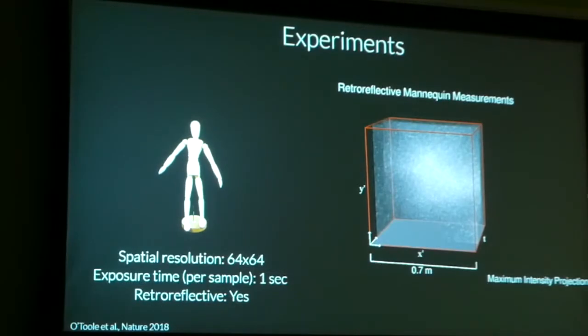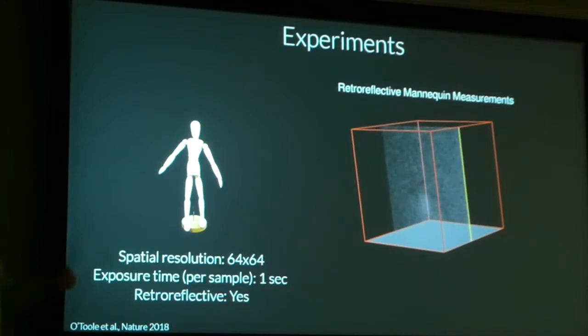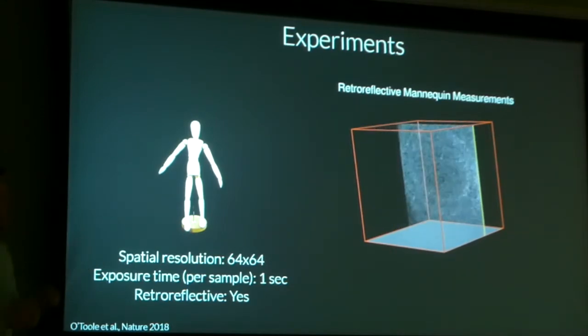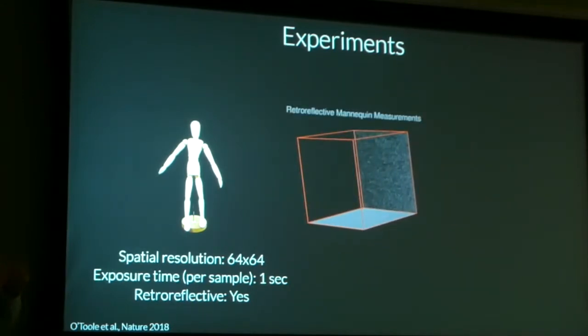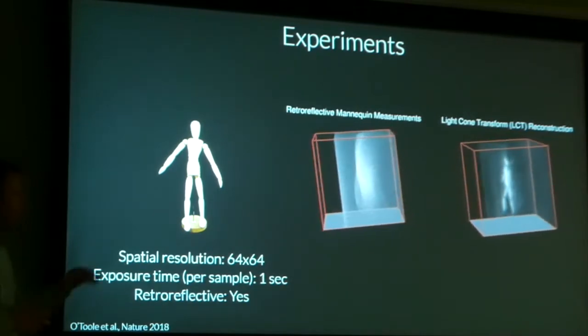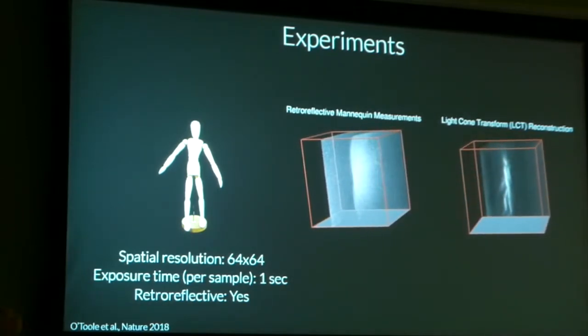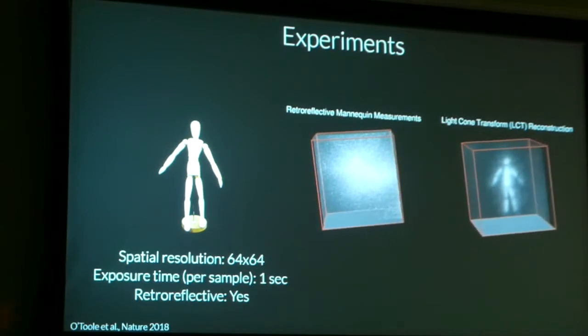Let me show you a couple of results that we captured with this. So this is a mannequin that we captured. We put this around the corner and scanned the wall. These are the measurements that we captured. These measurements you can think of as, again, like a trillion frame per second video of the light that's hitting the hidden object and reflecting back to the wall. And from these measurements, we can apply this light cone transform and recover the hidden geometry.